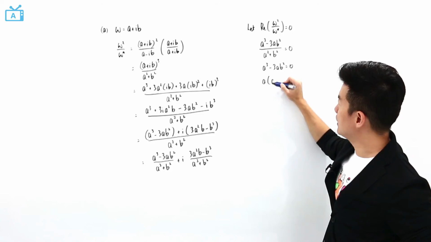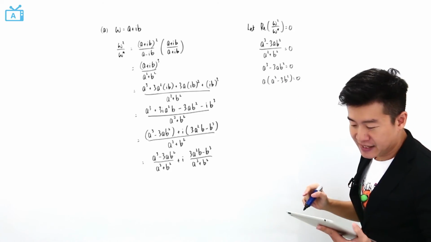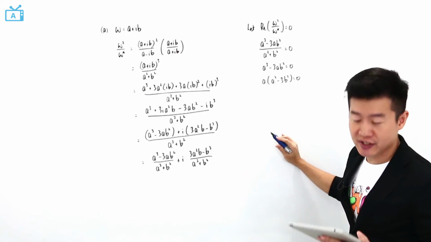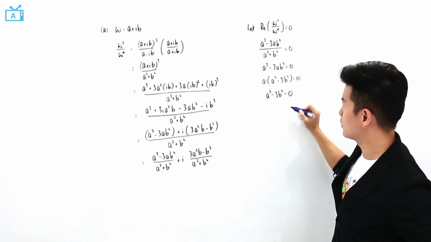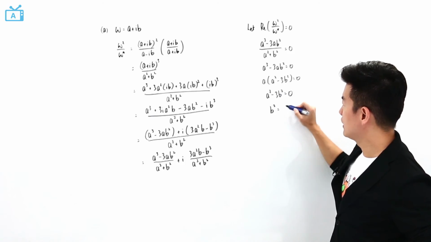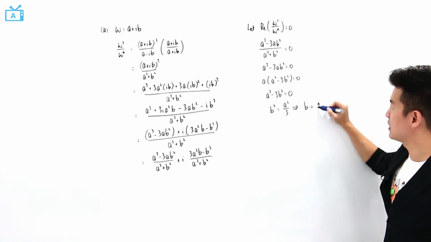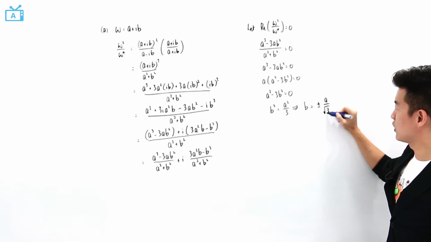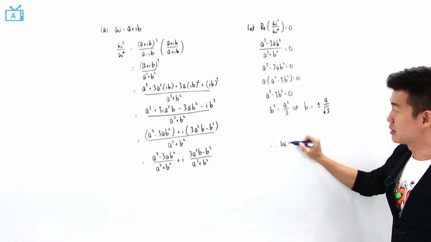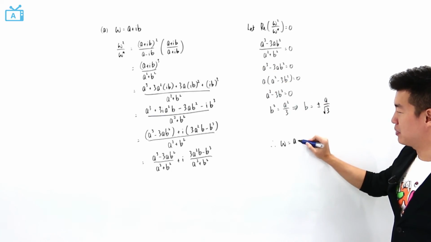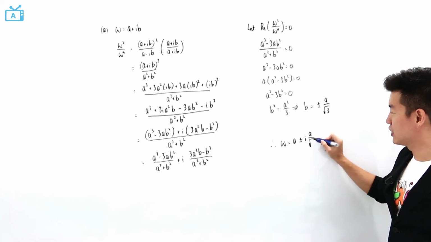If I were to factorize out a, I have a squared minus 3b squared is equal to 0. And since the question says that a is a non-zero real number, that means a squared minus 3b squared has to be equal to 0. So b squared is going to be a squared over 3. This tells me that b is going to be plus or minus a over square root of 3. And now we have b in terms of a, that is why w is going to be equal to a plus ib, and that is a plus or minus i of a over square root of 3.